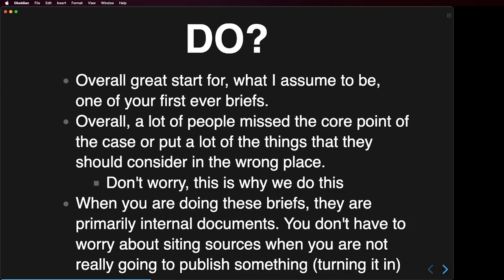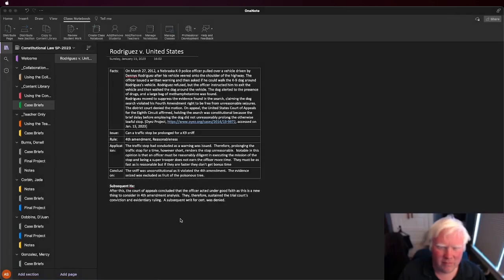It would be like in your notes. You don't cite your notes. Similarly, you don't cite case briefs. Let's take a look at my brief in OneNote, and we'll go from there.